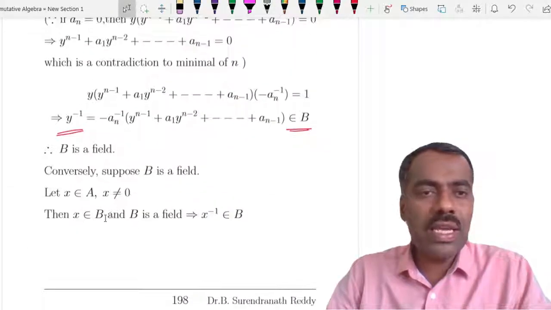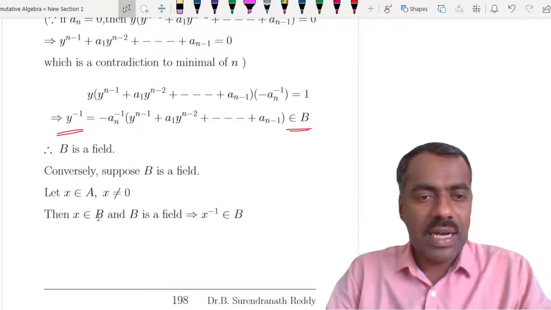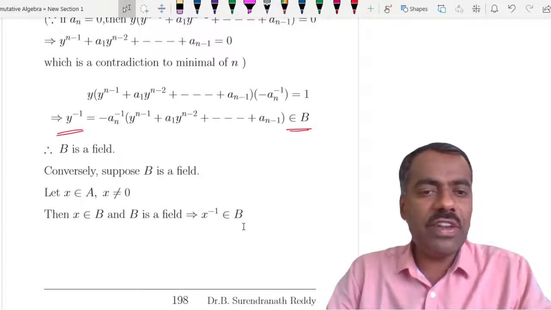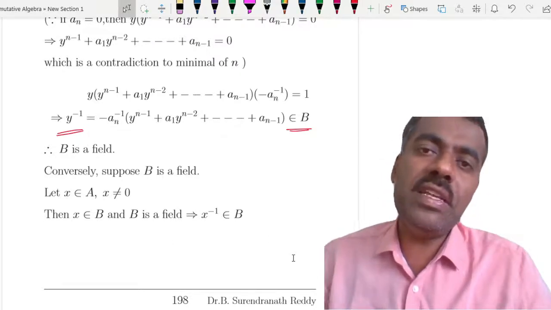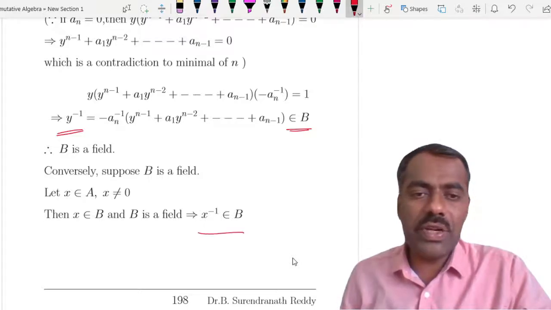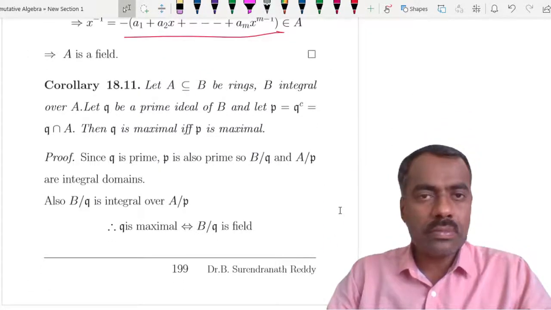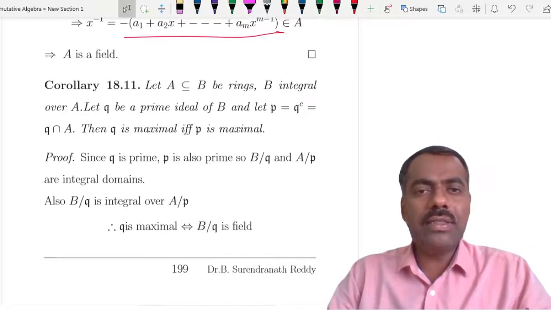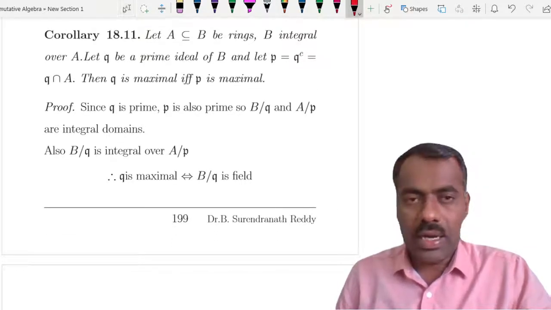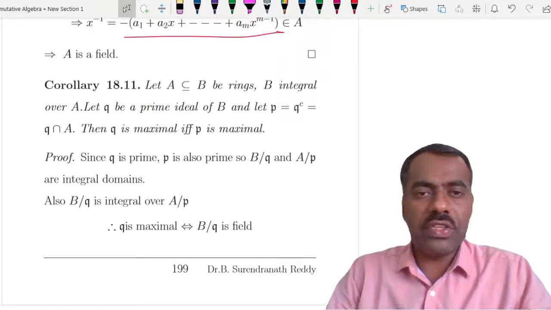How are we using it? Because x is in B and B is a field, therefore x inverse is in B, and B is integral over A. Use that fact and you get an expression in x inverse, and simplify that. Okay, fine. Then the next one is a corollary which follows from here.